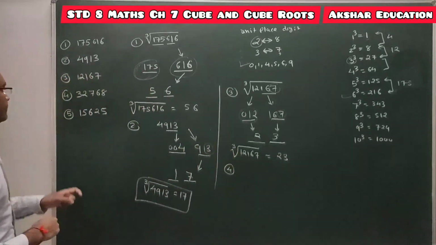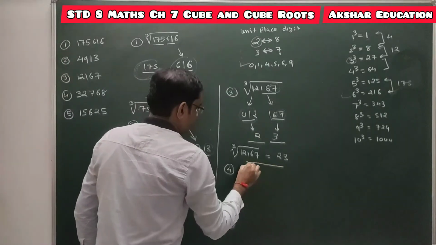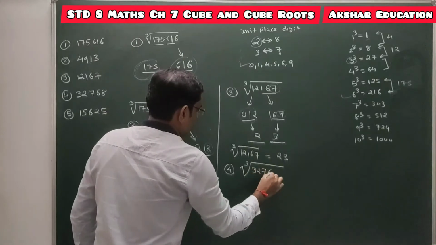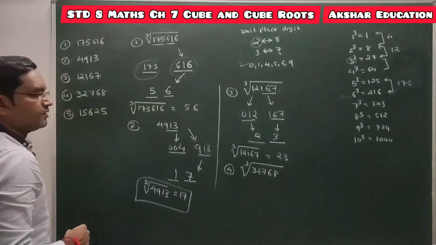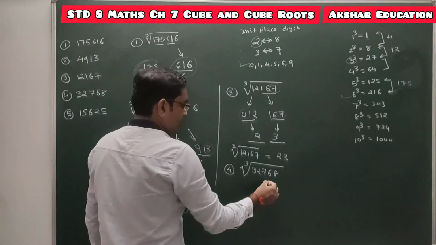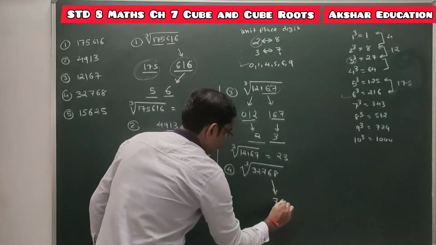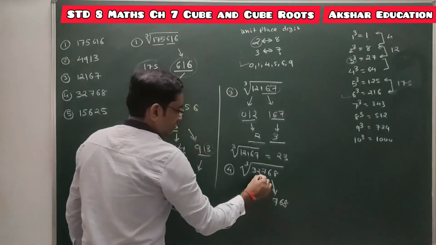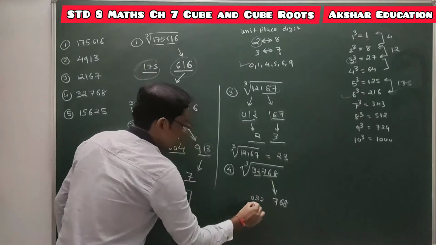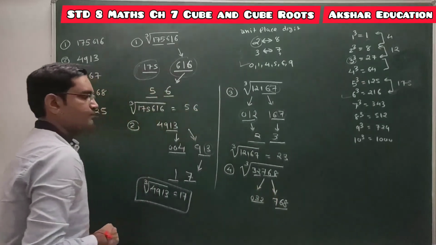Fourth sum. Here you have to find the cube root of 32768. Now what is the first step? Make groups of 3 digits. So the first group is 768, and the second group is 32. So you have to add 0. So 032 and 768, these are the two groups.